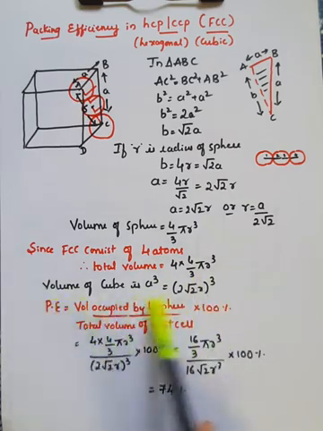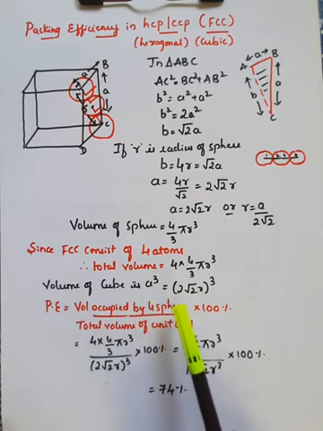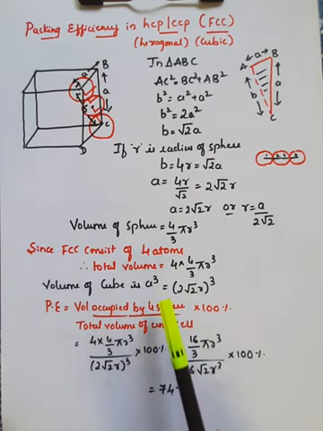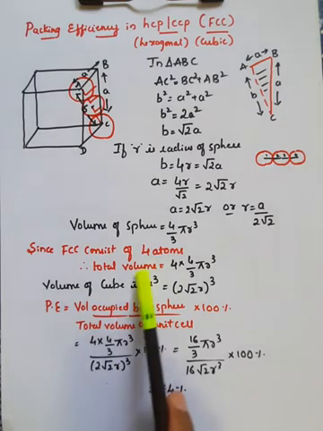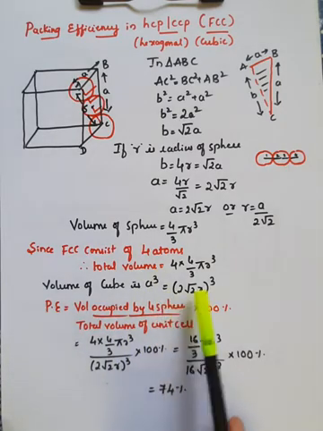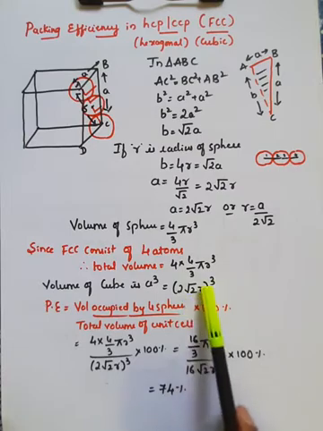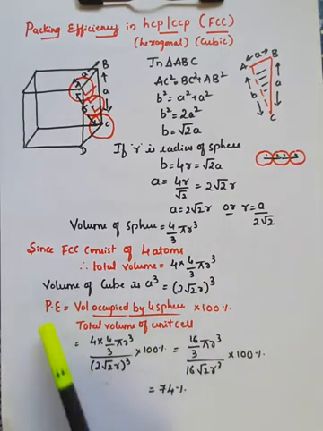And therefore the total volume of the cube is equal to A cube. That is equal to length into breadth into height, that we have seen. And since it is a cube, all the edges are the same, other than the diagonal. That is A into A into A, which is A cube. That is equal to 2 into root 2 into R. When you cube this, it will convert into 16 into root 2 into R cube.